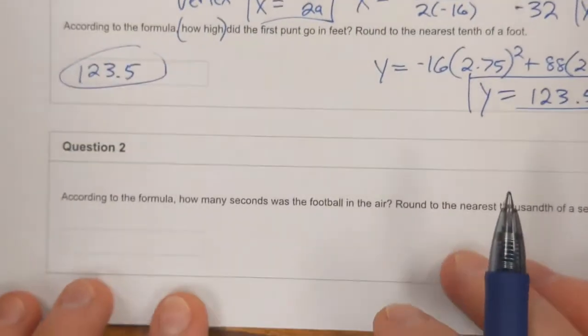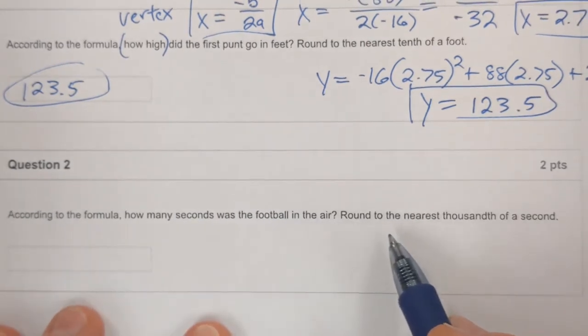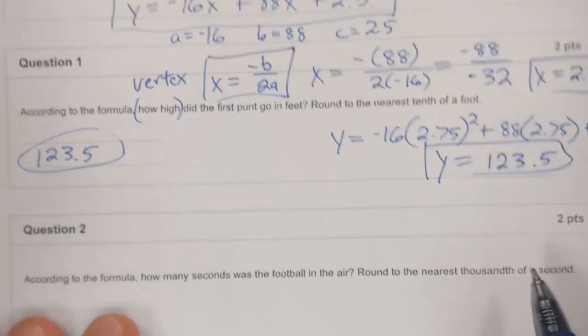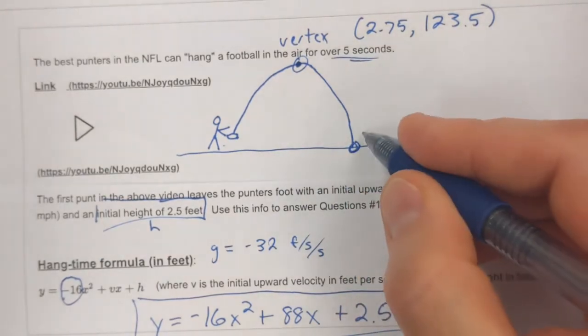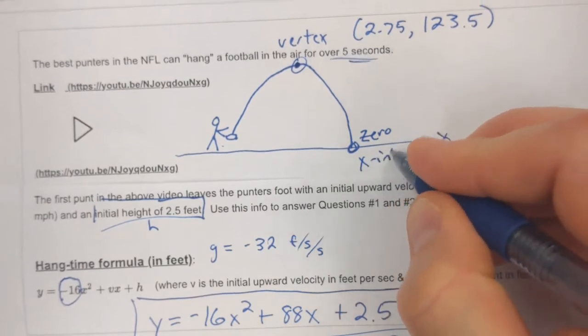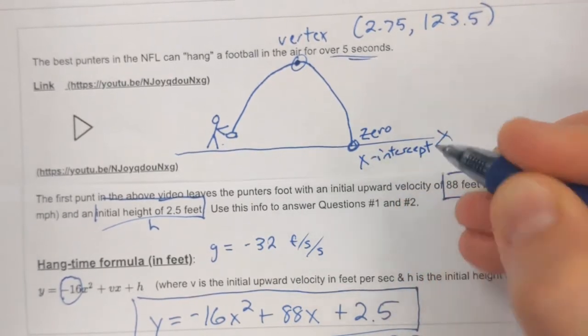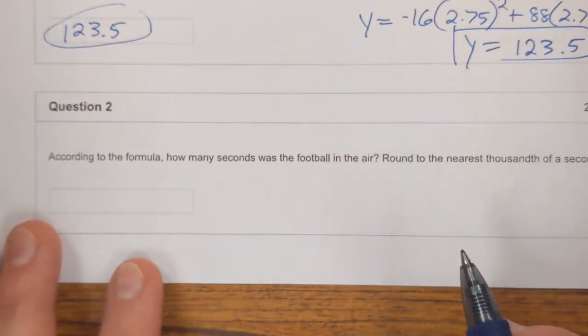Okay. Now let's look at question 2. According to the formula, how many seconds was the football in the air, rounded to the nearest thousandth of a second? In other words, how long until this football lands? Well, here we're going to be looking for the 0, also known as the x-intercept. And if you recall from the previous lesson, we have to use the quadratic formula for this.